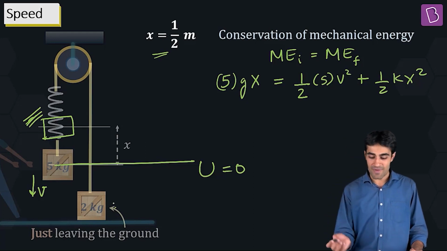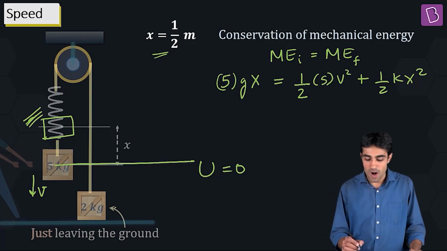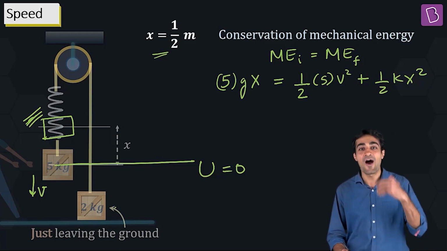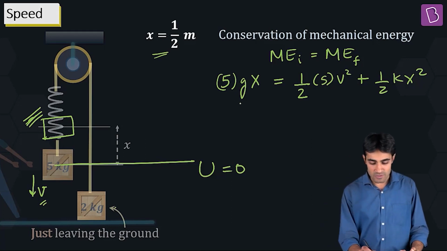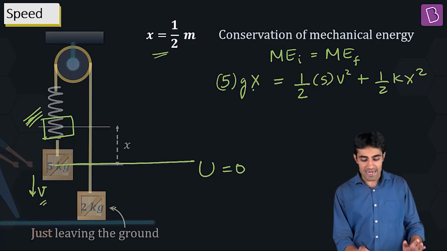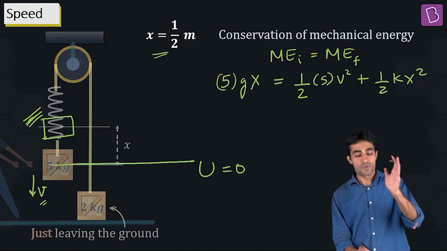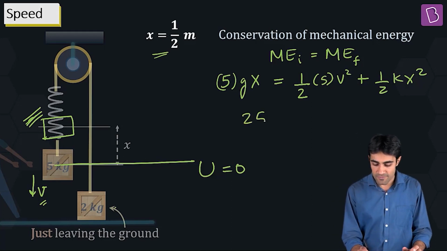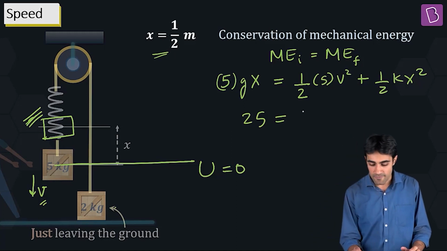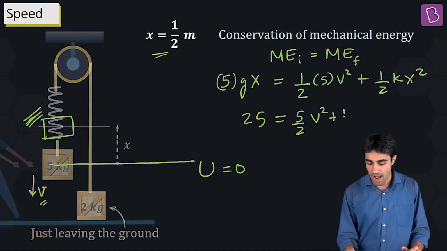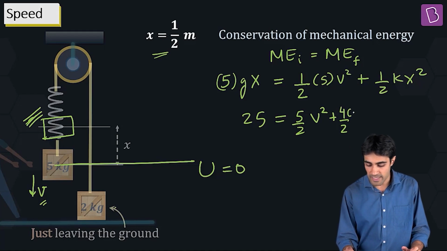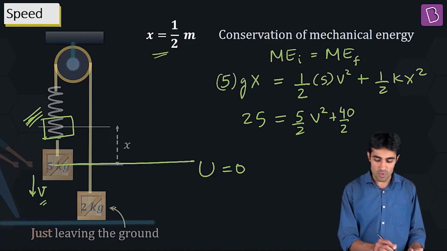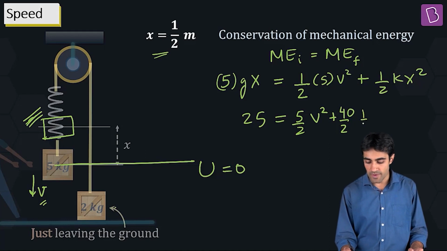Okay, so let's just put the value of x and let's find what is the value of v. After all, the speed of 5 kg block was asked in the question. So let's just solve it. g is equal to 10 and x is equal to half. So we are getting 5 times 5, which is 25. And over here we have 5 by 2 v square, and we just add half k. k is basically 40. So we have half k x square. x is equal to half. So x square is 1 by 4.